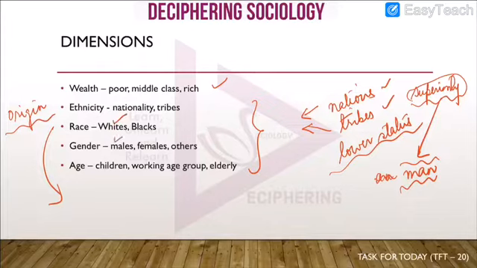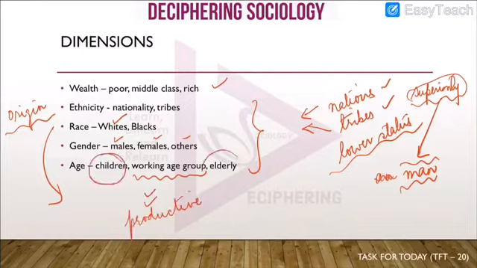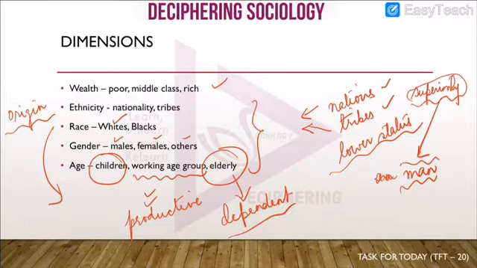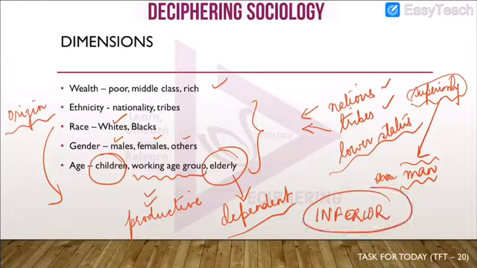Then there are certain genders, for example, the males are considered more eligible, more able, smarter, wiser, more knowledgeable than females and others. Then in the age group also, the working age group is considered to be more productive, while the children and the elderly are considered to be dependent on the working age group. So in some way or the other, one social group is considered inferior to the other group, and this is what we need to understand while studying social stratification, this difference in position in the society.